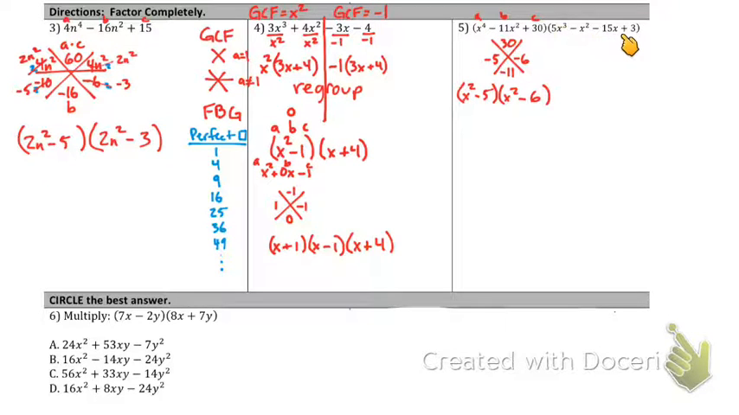No GCF here, but it has 4 terms, which tells me this is factored by grouping. So we're going to split. Okay, split it, and we need a GCF for both of these guys.